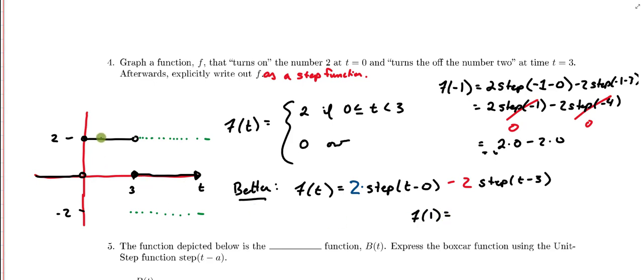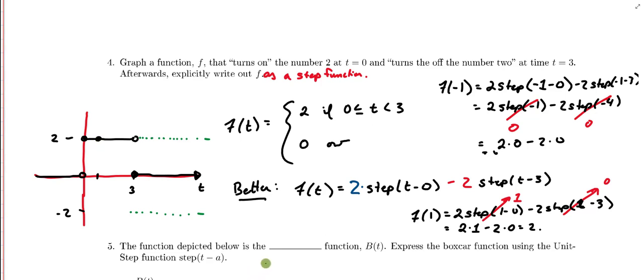So if we were to turn it on 1 here, this is going to go a little faster. This would be 2 times the step, and we're going to plug in 1 into this function, so that's 1 minus 0, minus 2 times the step of 1 minus 3. But now, this step function broadcasts a 1 because the argument of the step function is positive, or non-negative, I guess I should say. And this step function here is still broadcasting the number 0. So when I plug in 1, the net effect is to have 2 times 1 minus 2 times 0. So it's broadcasting the number 2. So at time t equals 1, it does indeed output the value of 2.